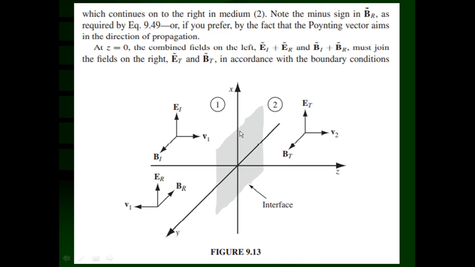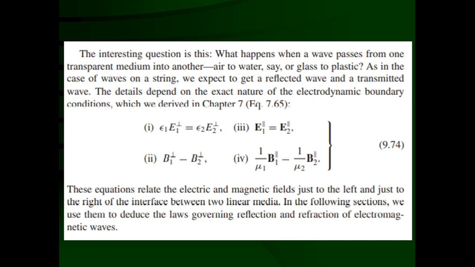We know that electromagnetic waves are perpendicular to the direction of propagation. That means the electric field vector is parallel to the surface, and the magnetic field vector is also parallel to the surface. There is no perpendicular component to the surface, and hence equations 1 and 2, which relate to the perpendicular components, epsilon 1 E1 perpendicular equals epsilon 2 E2 perpendicular, and B1 perpendicular equals B2 perpendicular, are not relevant. The fields are parallel with the surface.